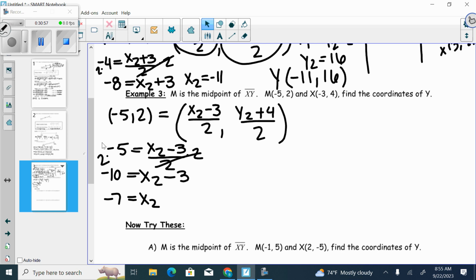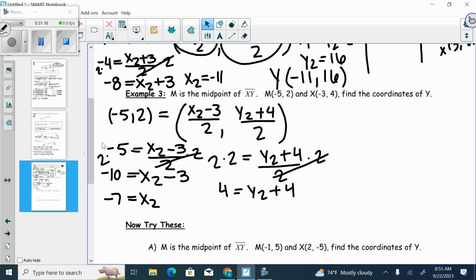Now I do the same thing to find the y value. So I'm going to have 2 is equal to y2 plus 4 over 2. Again, you multiply, right? So I end up with 4 equals y2 plus 4, right? Then what should I do? Subtract 4. We end up with y2 is equal to 0. So the missing coordinates for y would be at, perfect. And you're always welcome to draw yourself the coordinate plane to see if that makes logical sense.